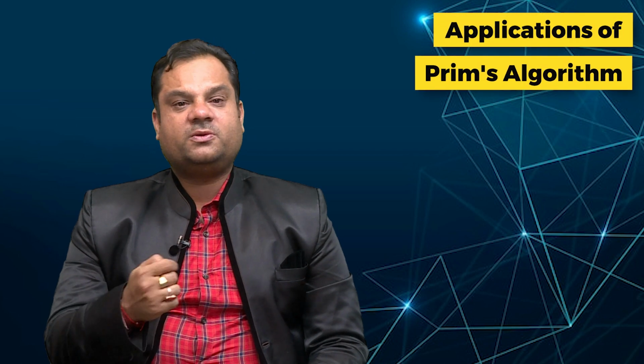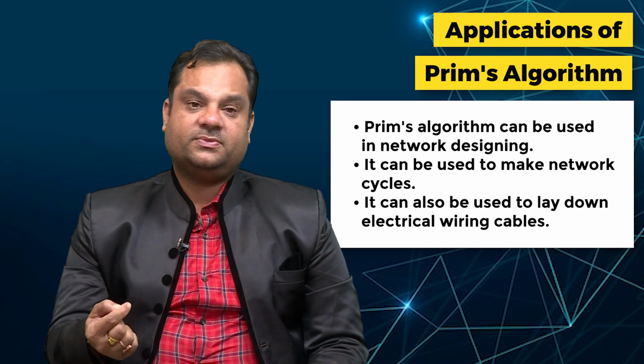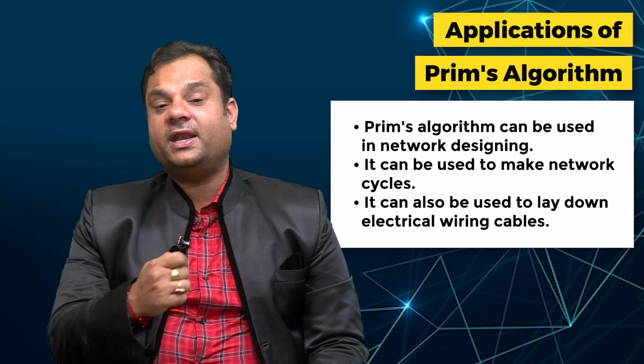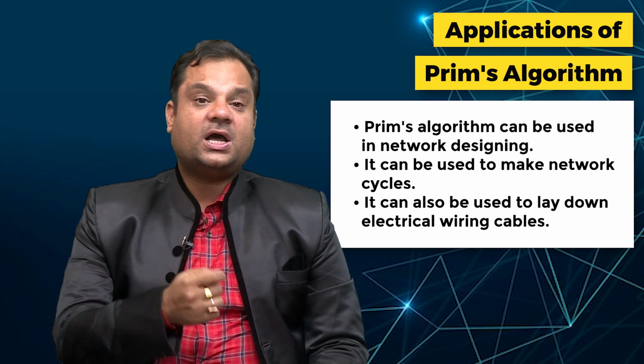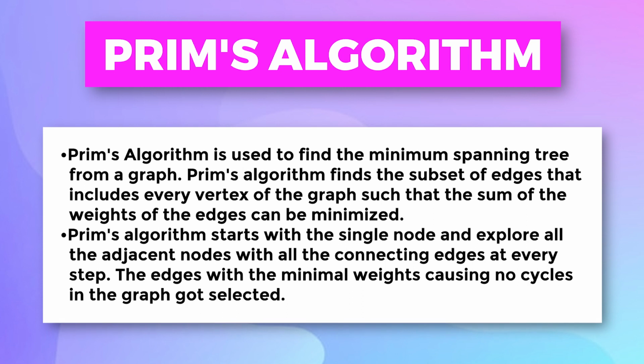The applications of Prim's algorithm are: Prim's algorithm can be used in network designing. It can be used to make network cycles. It can also be used to lay down electrical wiring cables. So, Prim's algorithm is used to find the minimum spanning tree from a graph. Prim's algorithm finds the subset of edges that includes every vertex of the graph such that the sum of the weights of the edges can be minimized.